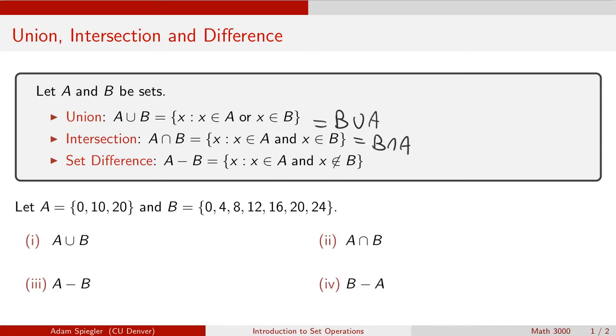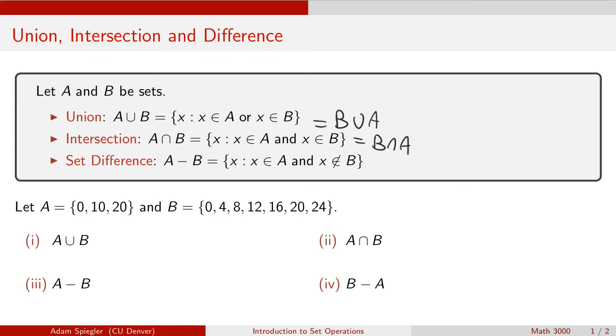Okay, so let's take a look at an example. So let's let set A be 0, 10, and 20, and set B is going to be 0, 4, 8, 12, 16, 20, and 24. And let's say we want to look at, in number one, the union of A and B. So remember, this is going to be all elements that are either in A or in B.